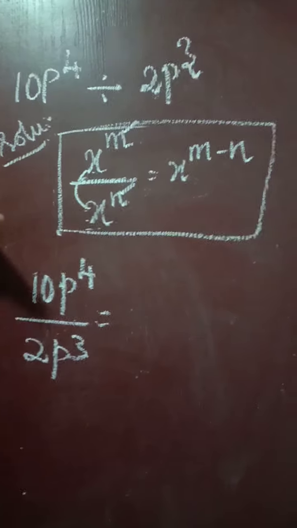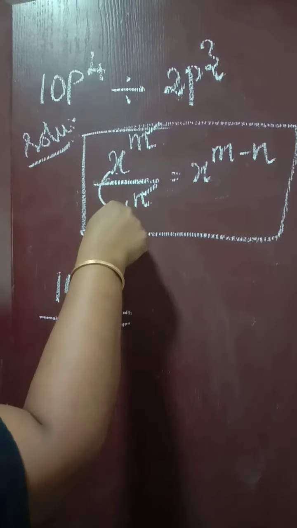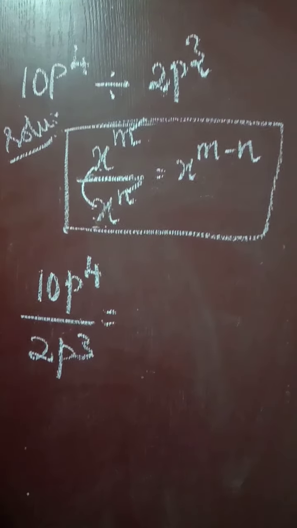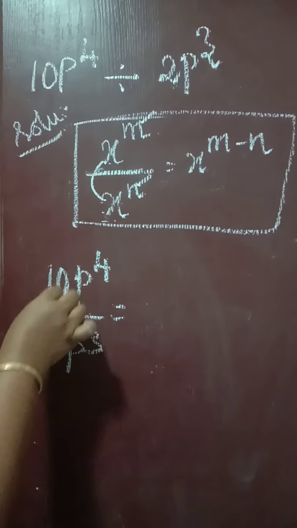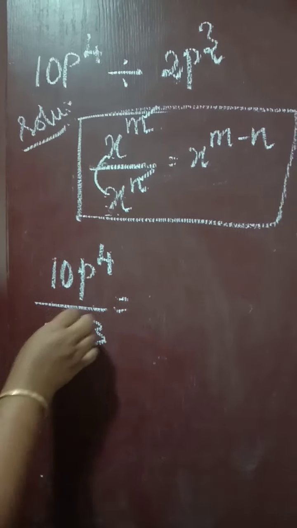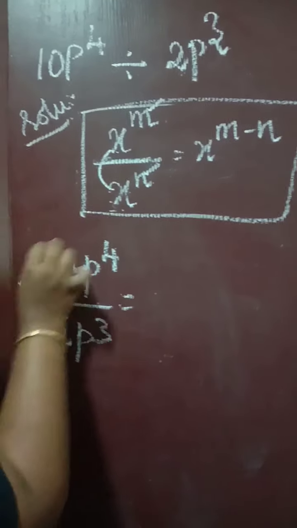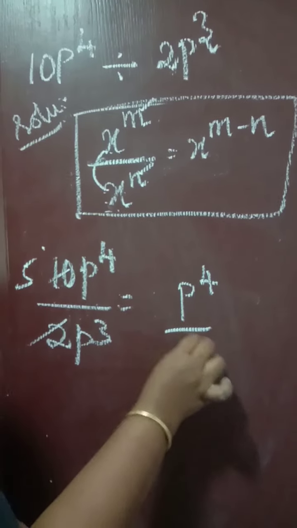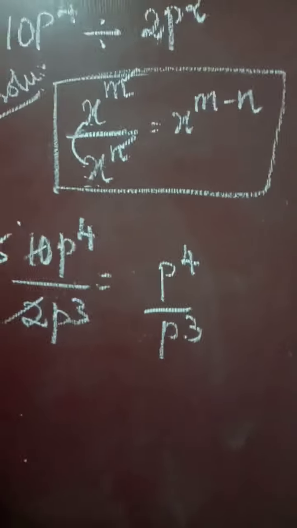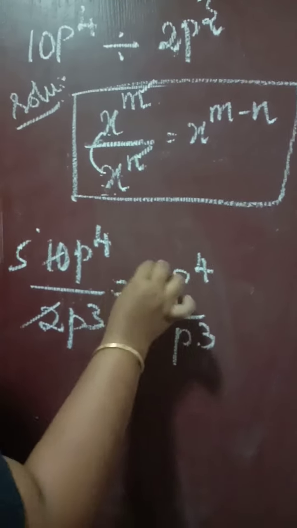Listen, once again I tell: here x, here x. In division, if the bases are the same, we subtract the powers. Now here 10, here 2. How many 2's in 10? Yes, 2 5's are 10. So the remaining is p power 4 divided by p power 3. Here 1 5 is there, so I write 5 here.